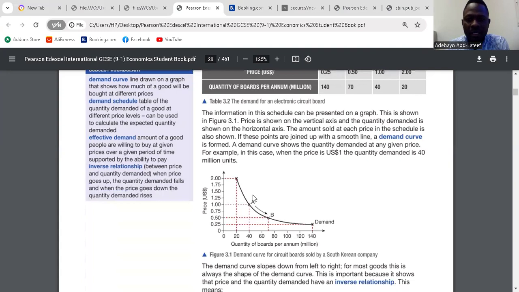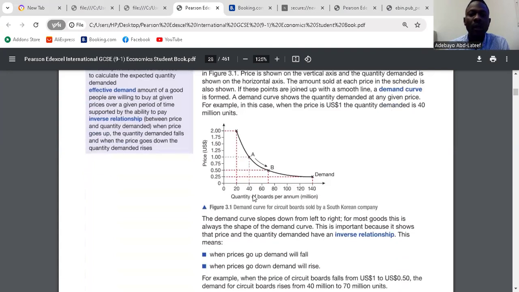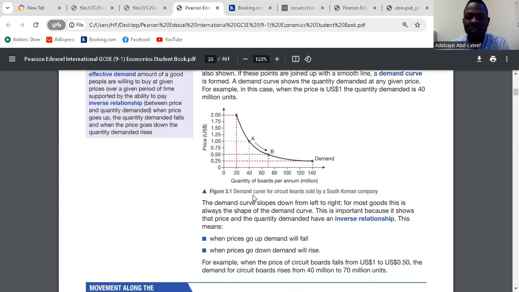So we have this. All right, they said the figure. The demand curve slopes down from left to right. For most goods, this is always the shape of the demand curve. This is important because it shows the price and the quantity demanded have an inverse relationship. This means when prices go up, demand will fall. When prices go down, demand will rise. So there's always an inverse relationship and it's a downward slope.